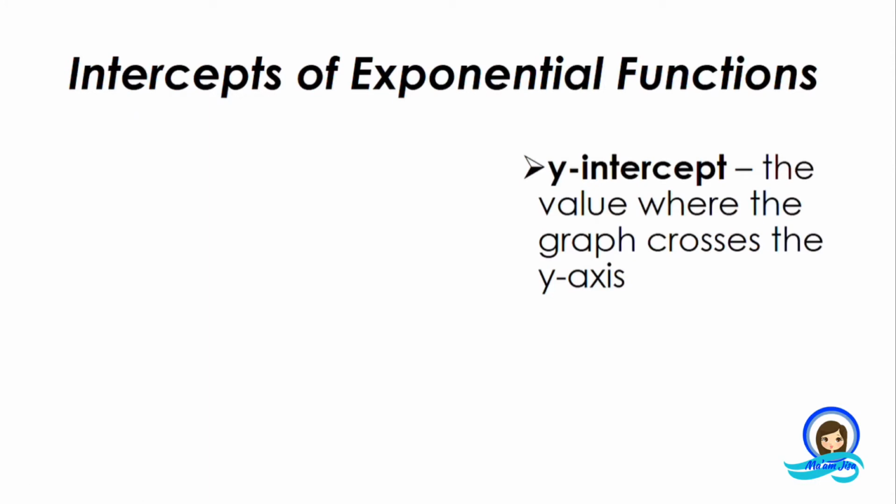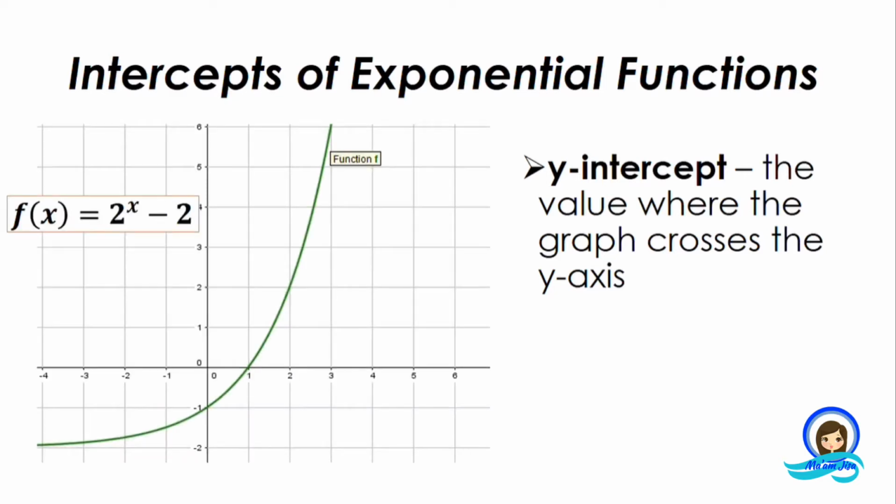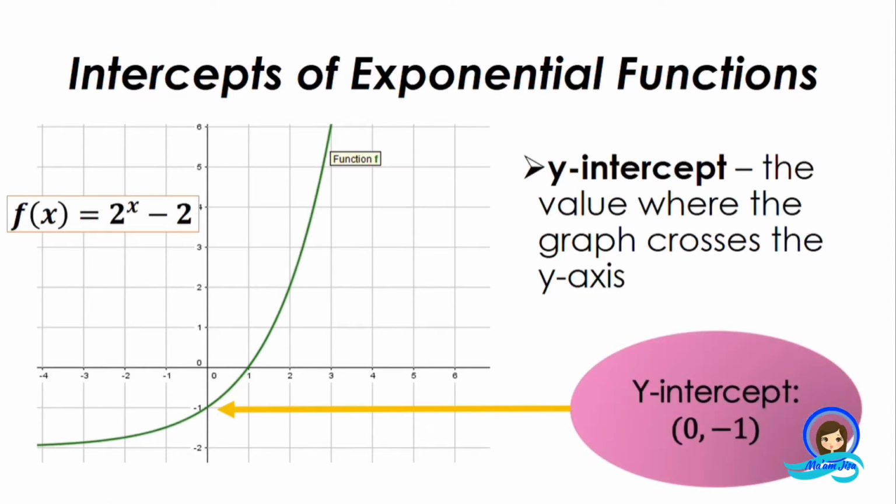With regards to the y-intercept, this is the value where the graph crosses the y-axis. For example, in our given function, we have f of x equals 2 to the power of x minus 2, and this is its graph. This is the y-axis, and this is the x-axis. If you have noticed, the graph crosses both the y-axis and the x-axis. And since we are looking for the y-intercept here, this is our y-intercept, the value -1.